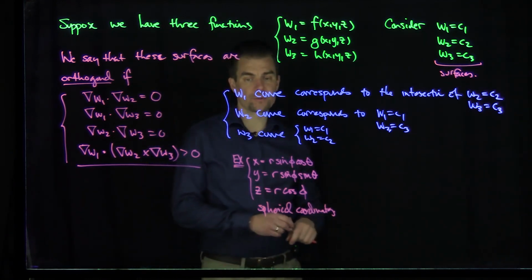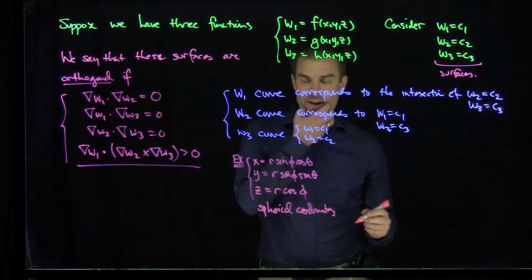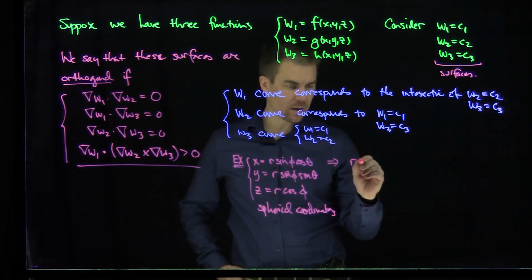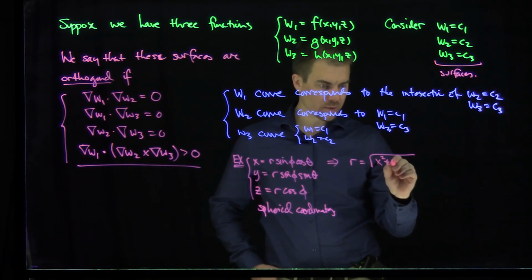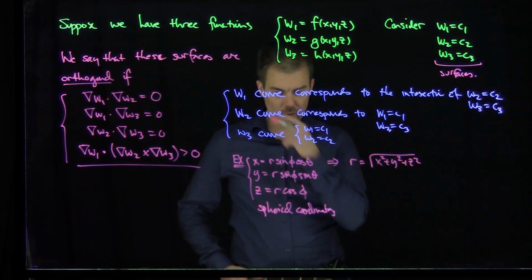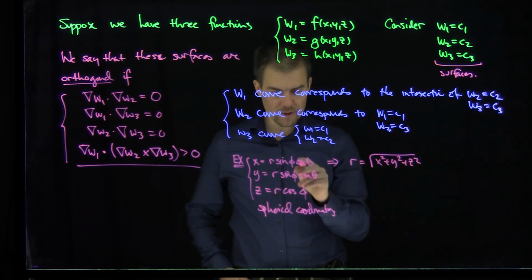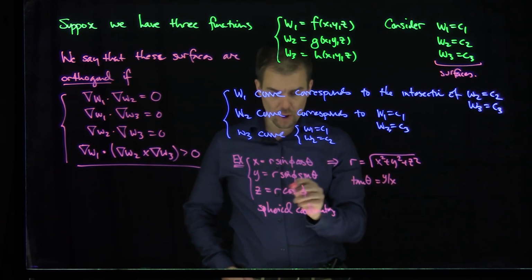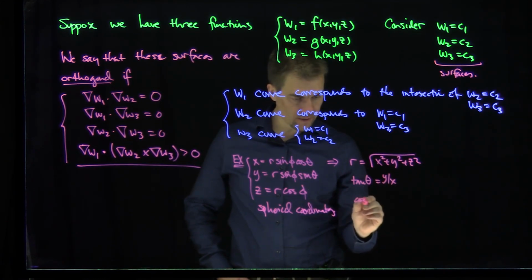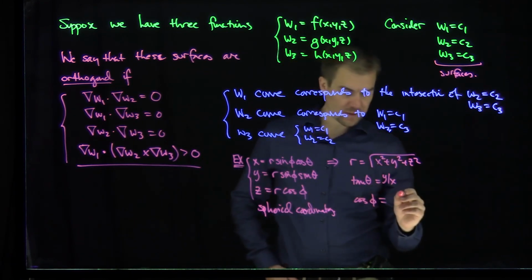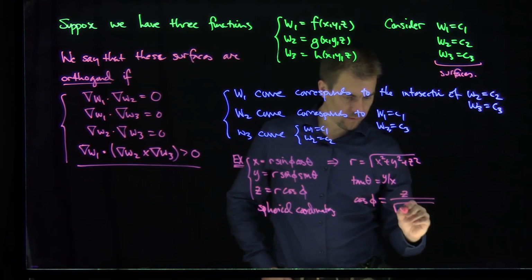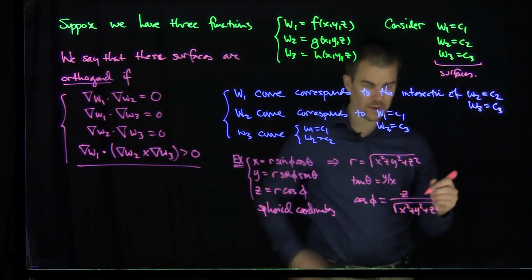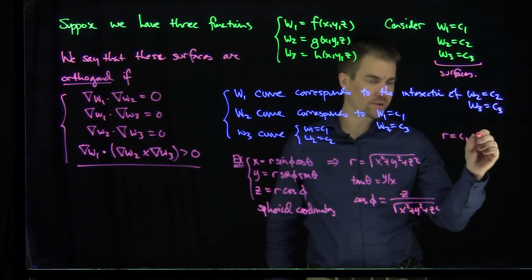And we can find the corresponding formulas for r, theta, and phi, right? From these equations, we know that r is the square root of x squared plus y squared plus z squared, the tangent of theta is going to be y over x, and the cosine of phi is going to be z over r, so z over the square root of x squared plus y squared plus z squared, right? And so we can show these level surfaces: r equals c1 are spheres.